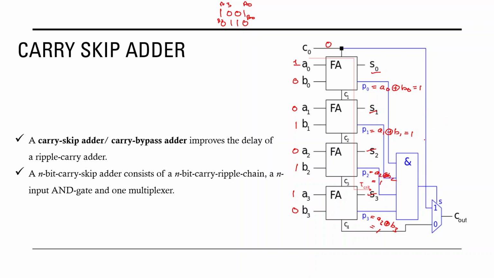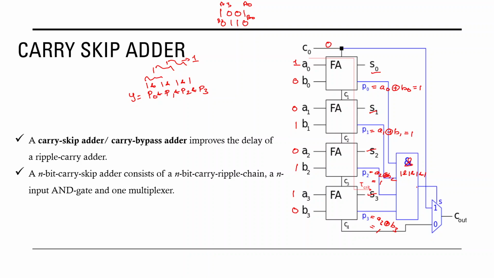All these propagate terms go to the AND gate. This is the reduction AND. What does the reduction AND do? It reduces the inputs into a single bit. So P0 and P1 and P2 and P3: all are ones. 1 and 1 gives 1, 1 and 1 gives 1, 1 and 1 gives 1. So these 4 bits are reduced into a single bit.